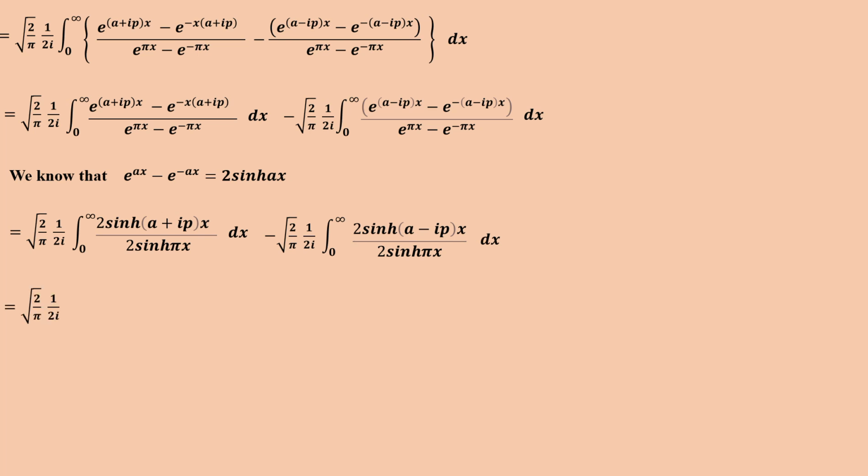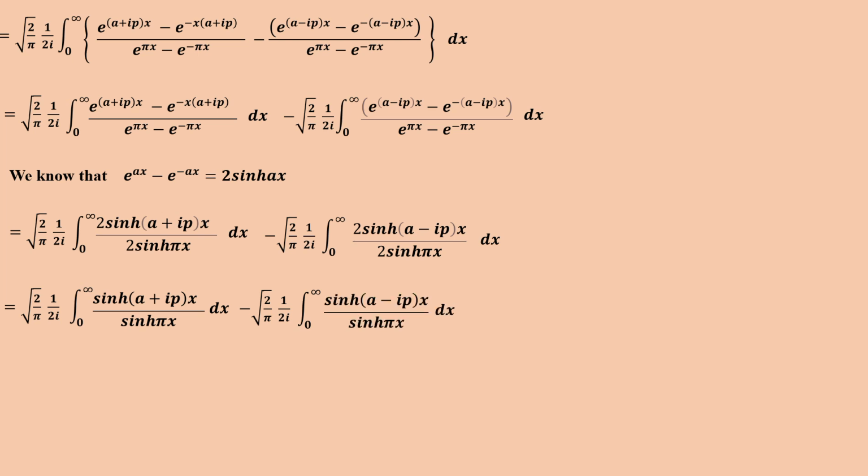So this is equal to root 2 divided by pi, 1 by 2i, integral 0 to infinity, 2 and 2 get cancelled in the numerator and denominator. So you will get sinh a plus ipx by sinh pi x dx minus root 2 divided by pi, 1 by 2i, integral 0 to infinity. Here also the 2 and 2 get cancelled in the numerator and denominator: sinh a minus ipx by sinh pi x dx. So we know the formula from the definite integral: integral 0 to infinity sinh ax by sinh bx dx is equal to pi by 2b tan a pi by 2b.